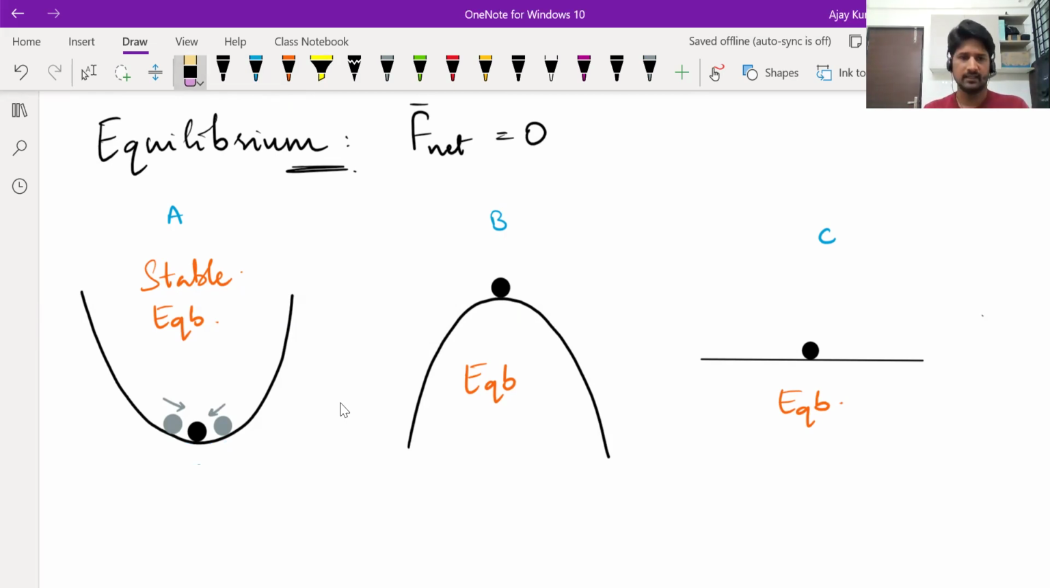Next case. If the object is taken to the next position and released, it's obvious. Will it come back to equilibrium or will it go away from equilibrium or neither?